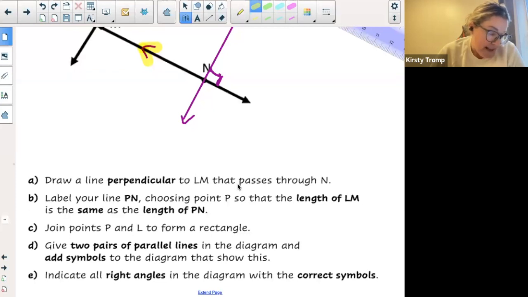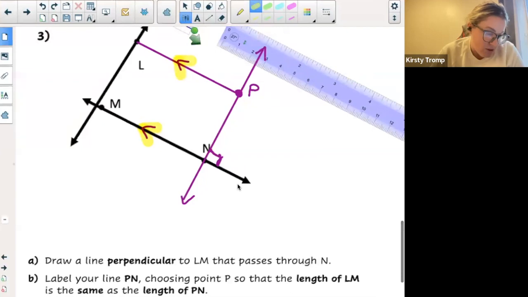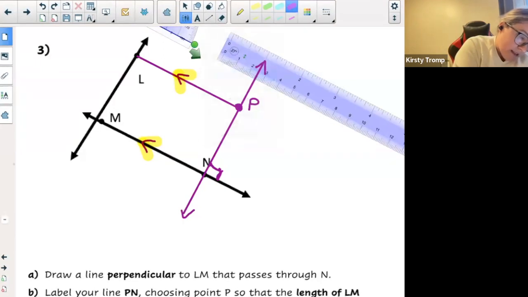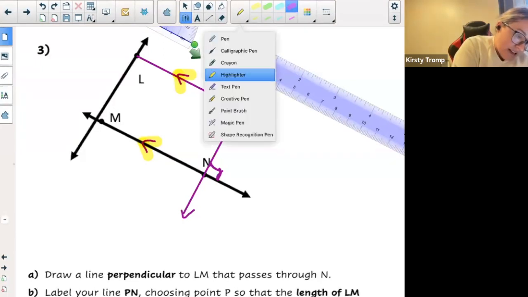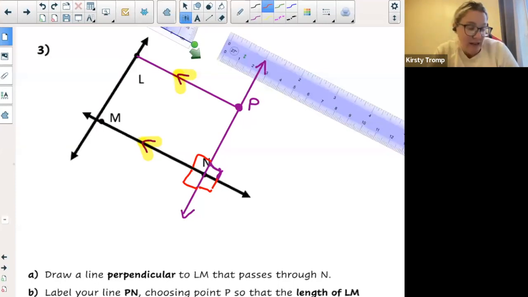Indicate all right angles in the diagram with the correct symbols. So indicate all the right angles. Well, we know that that one is a right angle because we went and measured it. And guys, I'm going to help you out here. When we go and we measure this angle, it's also going to be 90 degrees. And that angle as well. All of those angles will be 90 degrees.